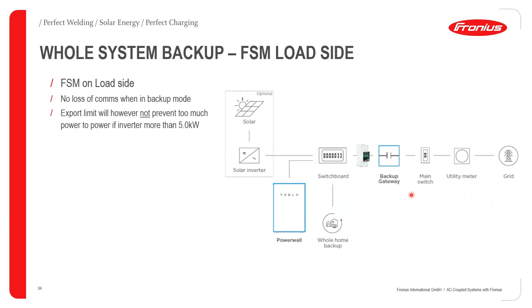So now moving on to the next section, it's very important to note where to place a Fronius smart meter in the system. If you do place the Fronius smart meter on the load side, which is indicated over here, please note that you get no loss of comms when in backup mode. The reason for this is that when the grid goes down, the smart meter will not go down because it's tied to the load side.